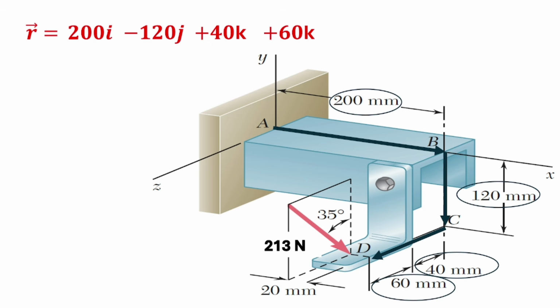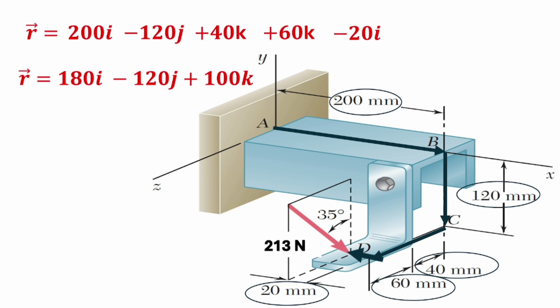plus 60k as well. And finally, we have another displacement to the exact point where the force lies, and that is just 20 mm and is in the opposite direction of the x-axis, so we have minus 20i. If we simplify this further, we get our position vector to be 180i minus 120j plus 100k.